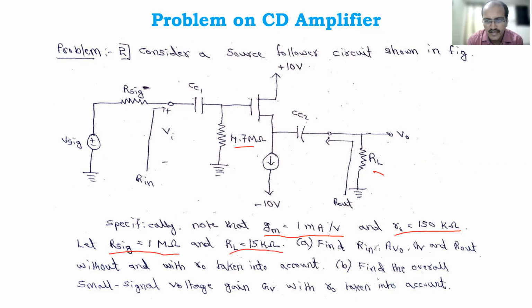So the first part: find R in, the input resistance, the open circuit voltage gain AV, and the output resistance R out, without and with r naught. In both cases you have to consider without and with r naught taken into account. Same as previously; the extra is that they have additionally asked for voltage gain. Second part: find the overall small signal voltage gain Gv. You have done that previously also. In this case, you need to consider R signal and RL value. So these are the two things they have told you to find out.